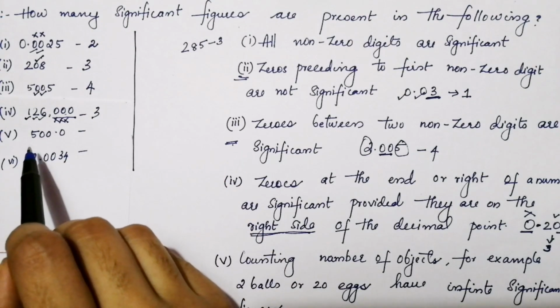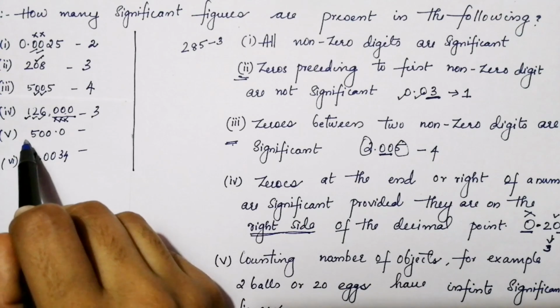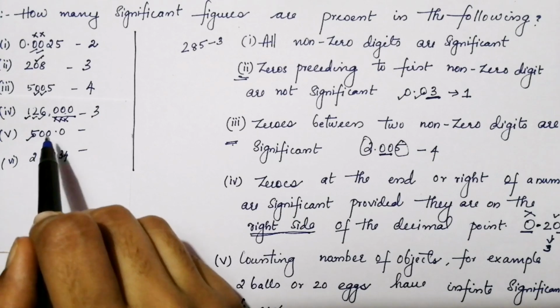Let us come to the next question. Here we have 5 and 3 zeros. 5 is a significant figure. Now comes to these 3 zeros.